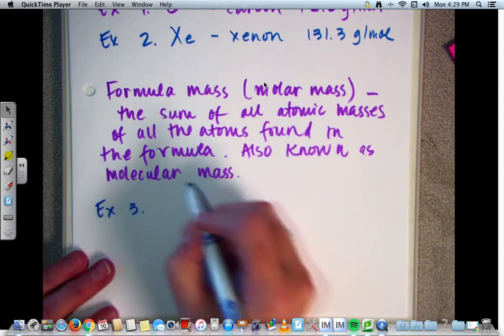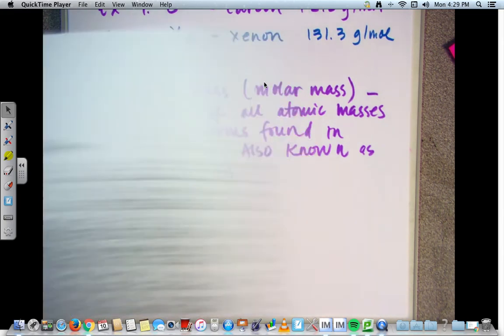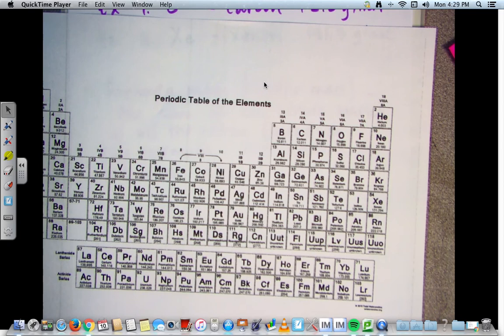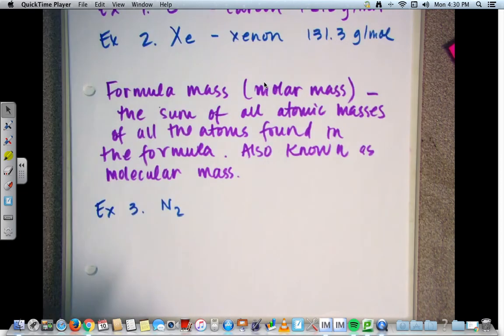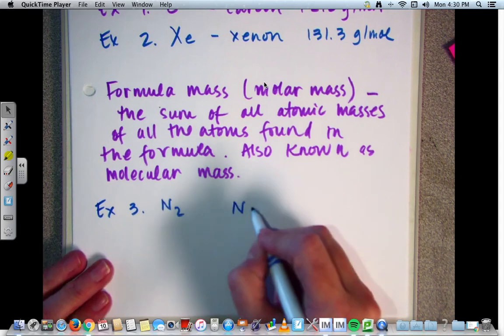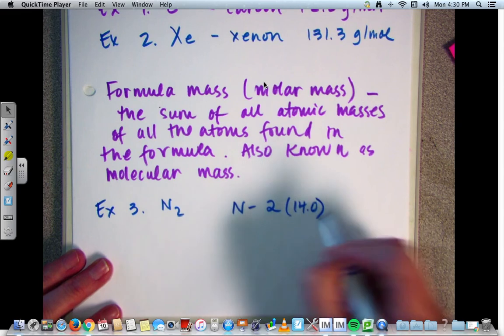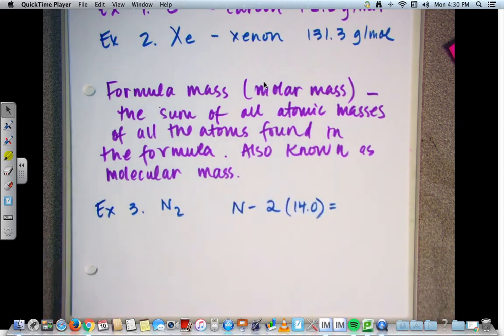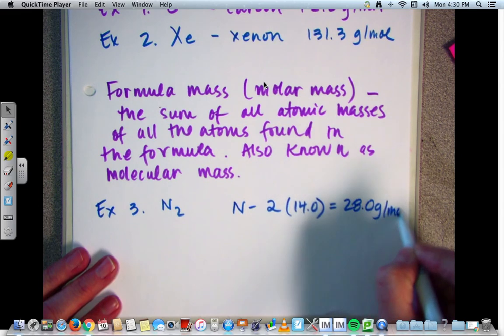Example 3, N2. So this is N. We've looked at it before. It is nitrogen. It is diatomic. So when it is on its own, it has to hang out with a buddy because it's not stable on its own. So we have nitrogen, and we have two of these. They are each 14.007, so we're going to round it to 14.0. So multiply 2 times 14, and that gives us 28.0 grams per mole.